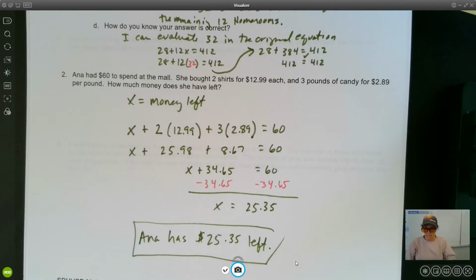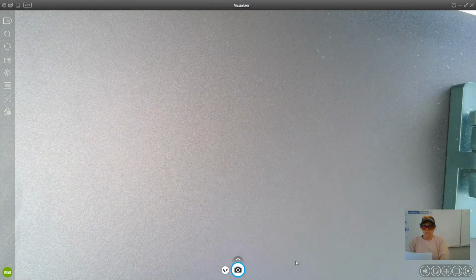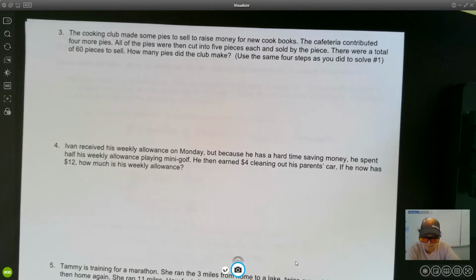Number 3. Sorry. Number 3, the cooking club made some pies to sell to raise money for new cookbooks. The cafeteria contributed 4 more pies. All of the pies were then cut into 5 pieces, each sold by the piece. There were a total of 60 pieces to sell. How many pies did the club make? Use the same 4 steps as you did to solve number 1.